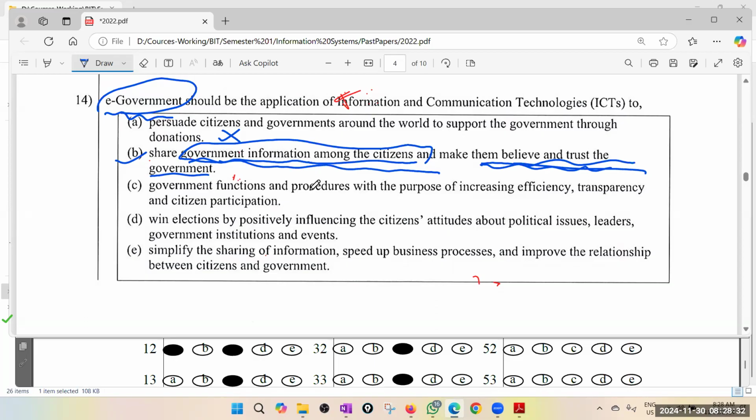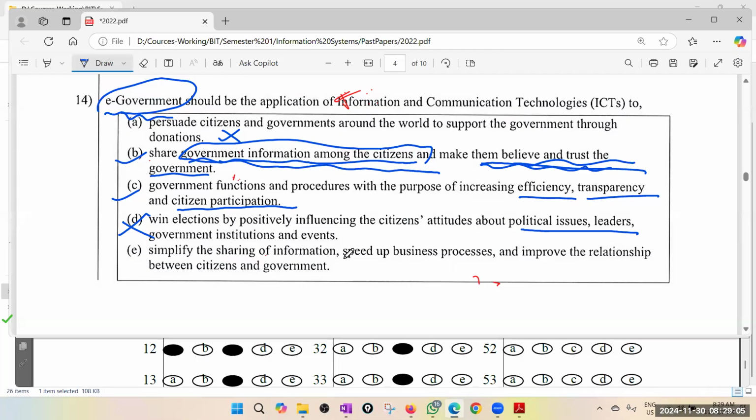Government functions and procedures with the purpose of increasing efficiency, transparency, and citizen participation. So that I like, okay, as e-government. So you get better transparency, better efficiency, citizens participation. So I'll go for that. Win elections by positively influencing the citizens' attitude about political issues. That is not e-government, that is politics.